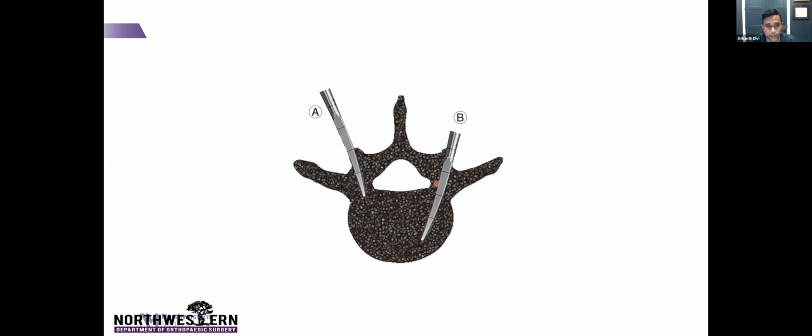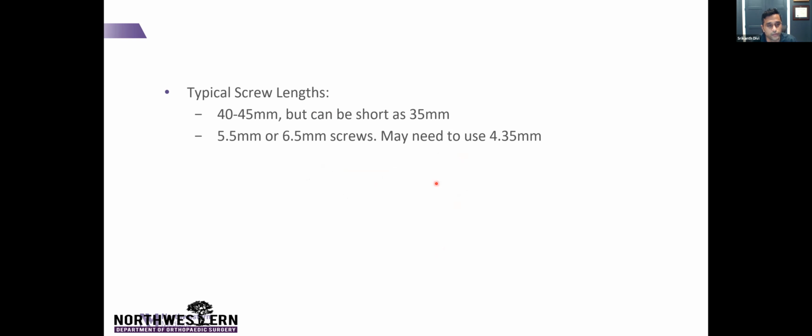Actually, you don't even need to go that far. But typical screw length is about 40 to 45. It can be as short as 35. Again, highly variable anatomy. 5.5 or 6.5 screws are typical, but you may need to use 4.35 in other patients.